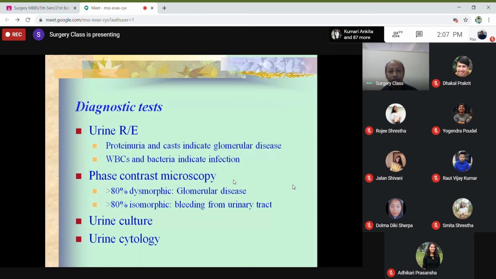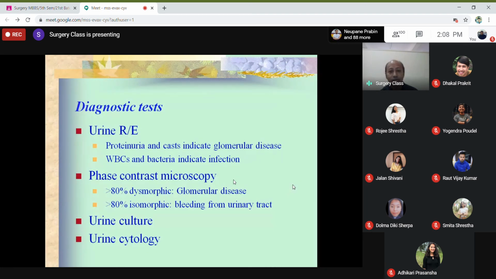Isomorphic RBCs are those intact RBCs, bleeding from the pelvicalyceal system onwards. They come in the urine as intact RBCs. Those RBCs which get filtered from the glomeruli because of glomerular disease have to pass through nephrons, tubules, and during passing they become dysmorphic. So this phase contrast microscopy helps to diagnose whether this is glomerular disease, which comes under nephrological specialty, or whether this is urological specialty, that is, bleeding from the pelvicalyceal system onwards.